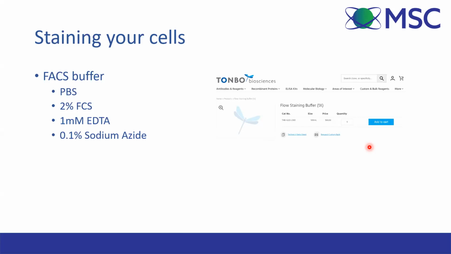And the EDTA, as we all probably know, is there to limit cell-to-cell interactions and reduce cell clumping, helping you have a single cell suspension. Sodium azide helps to prevent the internalization of surface antigens. And this, in combination with doing your staining at low temperatures, like 4 degrees, will help to maintain the surface profile of the cells. This is to ensure consistency.